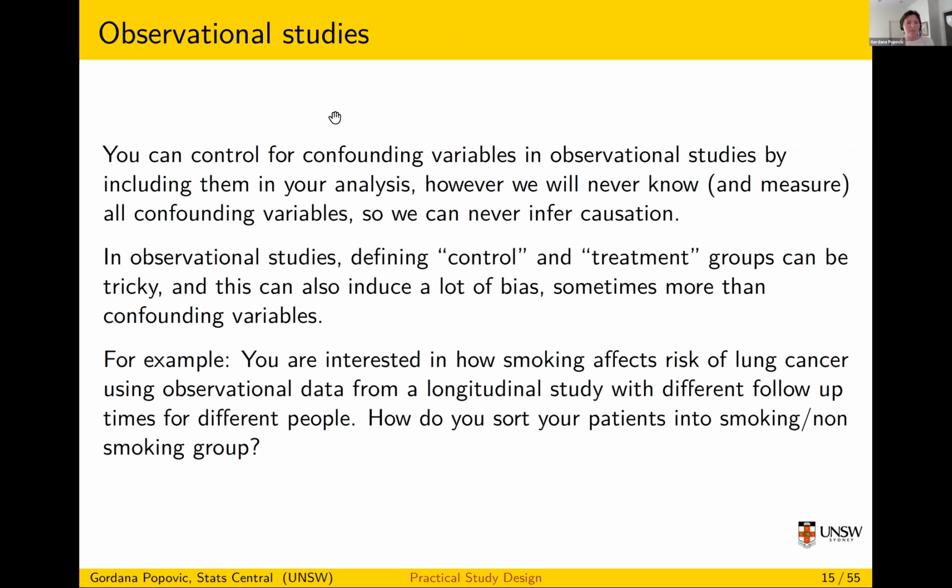So there's a couple of things you have to think about with observational studies. Obviously, confounding is a big issue because you can't randomize. You have to think about all the possible confounding variables that are going to be present in your study, and then try to control for them in your analysis. Obviously, we can't ever know what they all are, so we can't infer causation. So there's that.